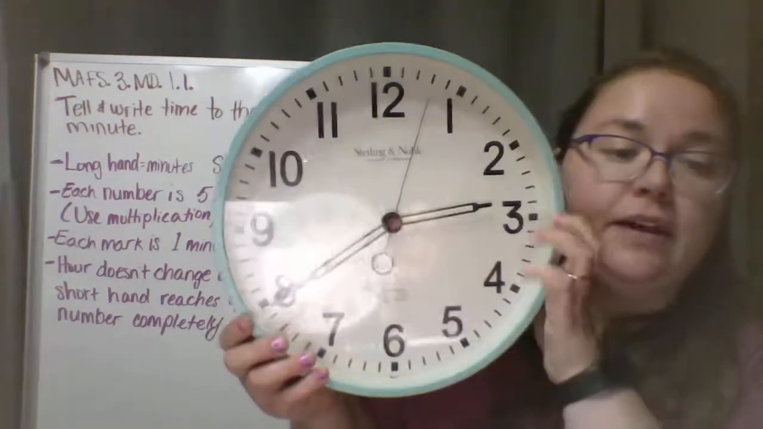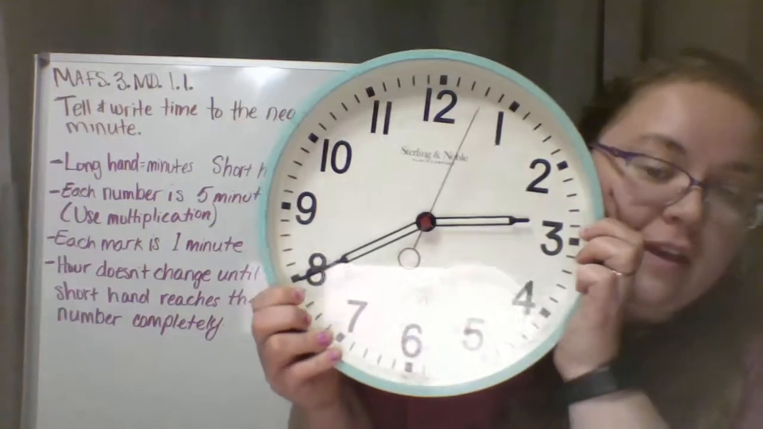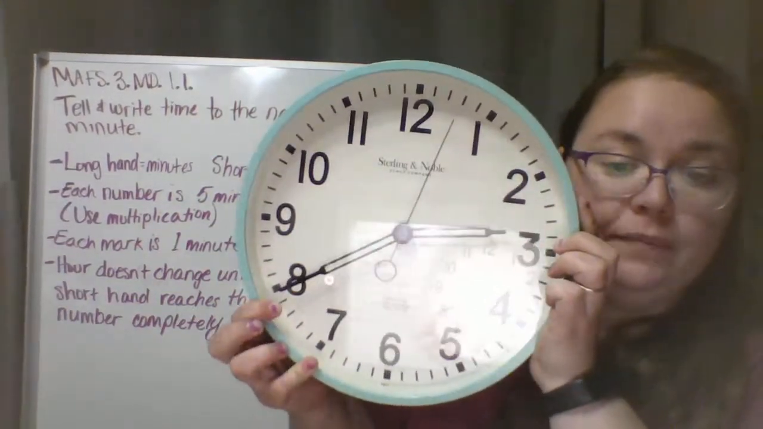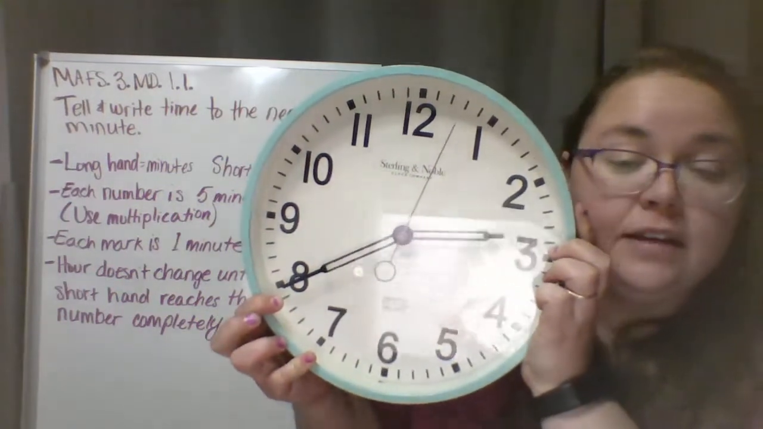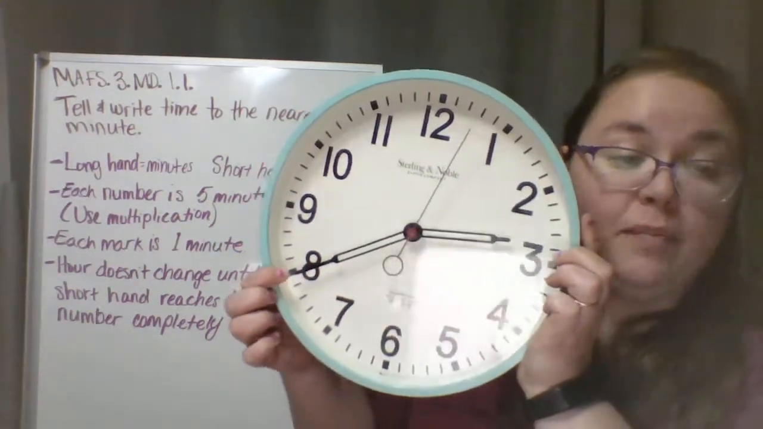Okay, that's close enough. All right, so the minute hand is pointing almost exactly to the 8, but it's closer to the 8 than it is to this line. Closer to the 8 than it is to this line. So when we try to tell the time right now, we're going to go with this mark by the 8.